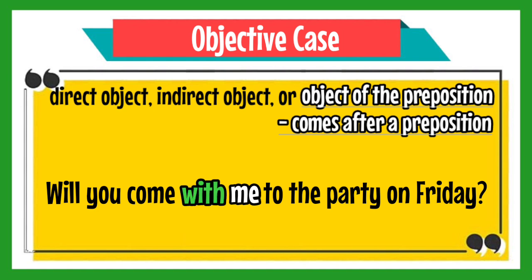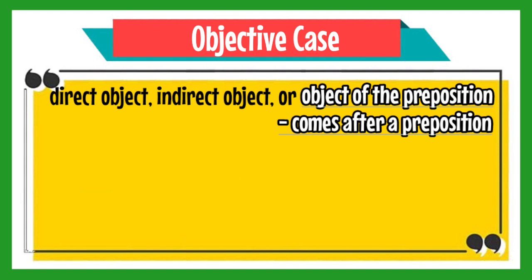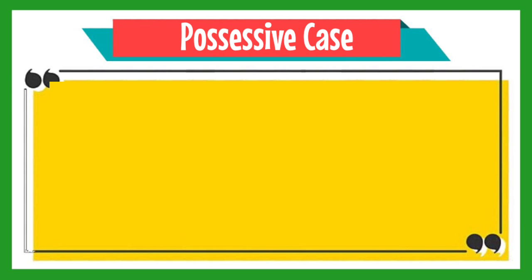Okay? Another example. I put the rest of your sandwich in it. The pronoun it is an object of the preposition, as it comes after the preposition in. Is it clear? As a recap, the pronouns that are in the objective case are me, him, her, it, them, us, and you. Now let us move on to the possessive case of pronouns.